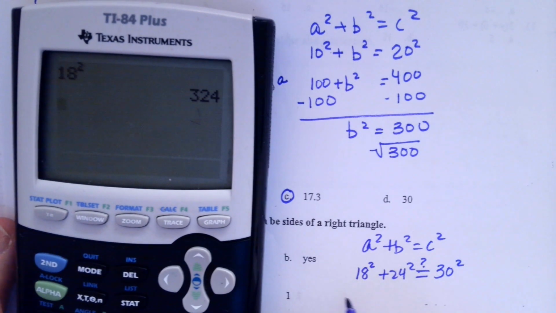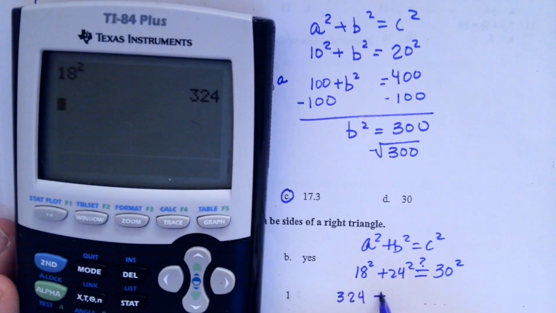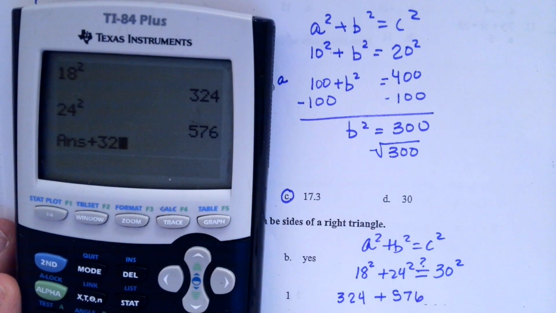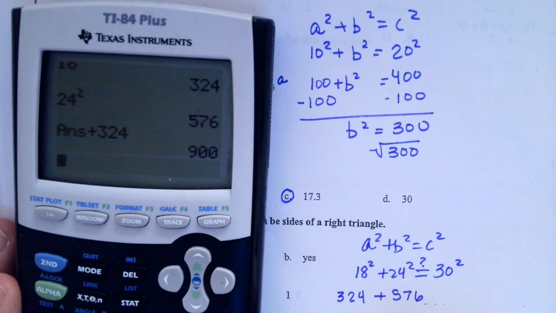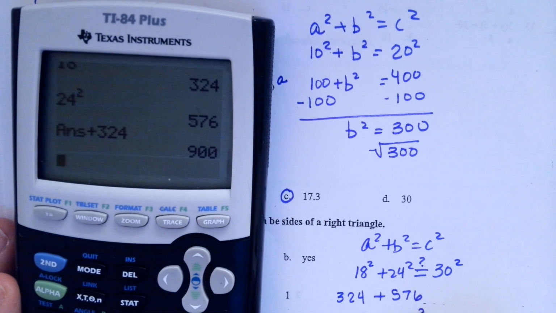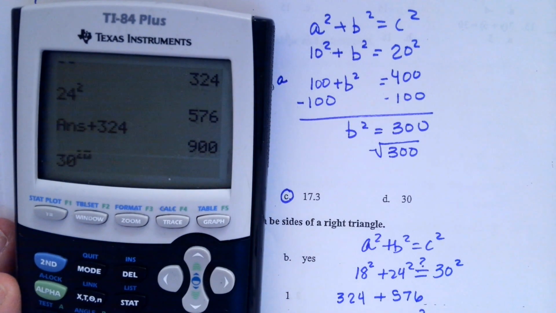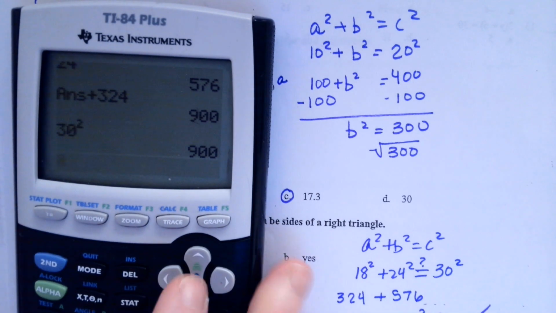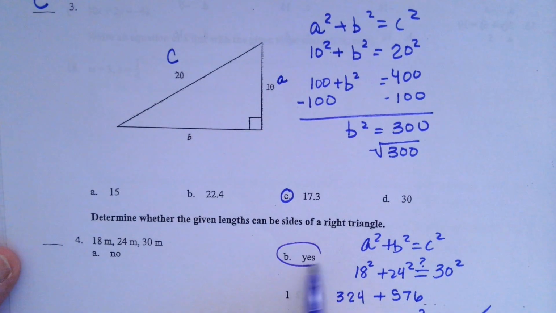18 squared is 324. 24 squared, 576. When I add those together, it gives me 900. I need to know if that's equal to 30 squared. 30 squared is also 900, so it checks. So my answer to this one is yes.